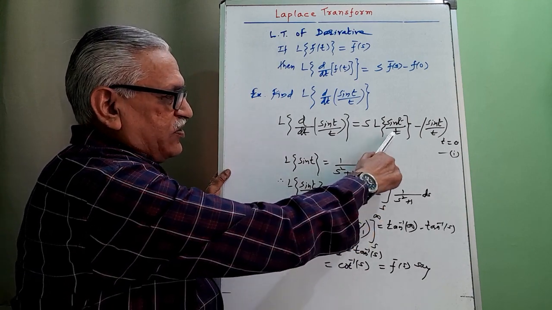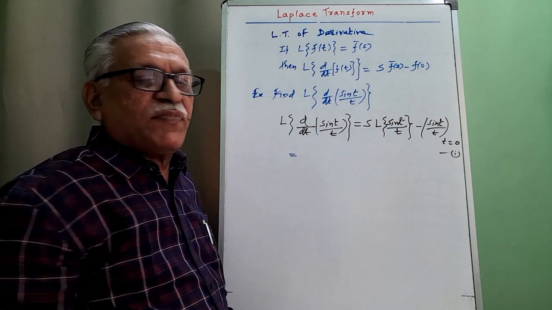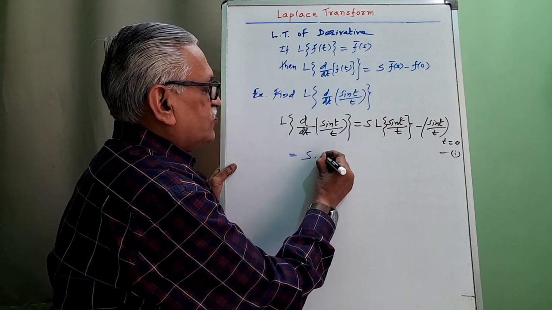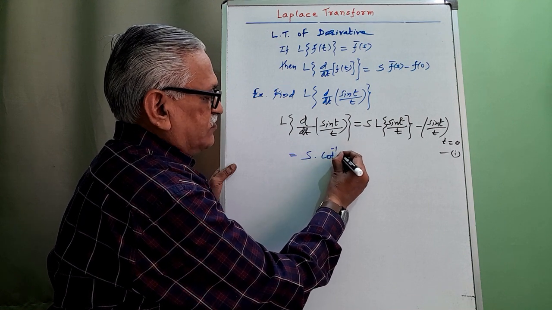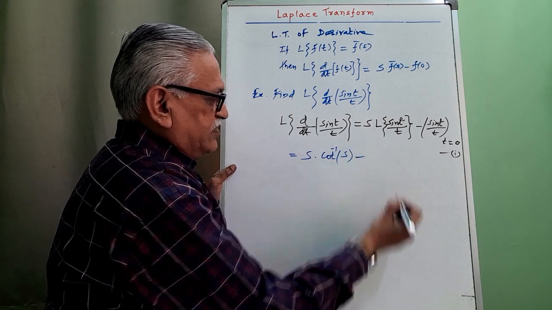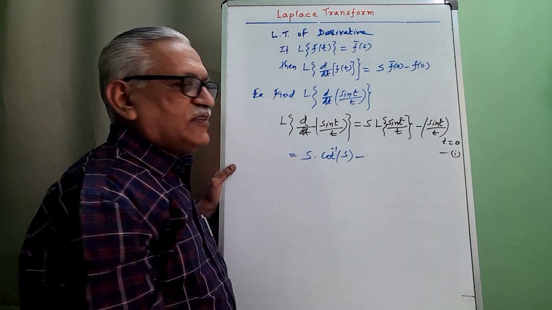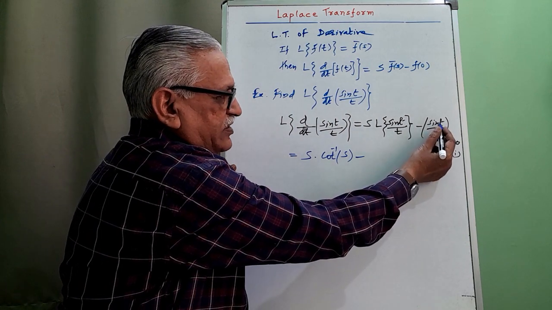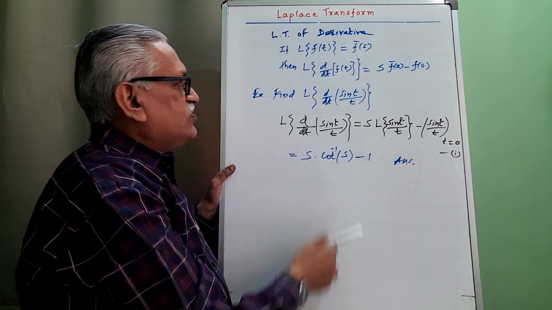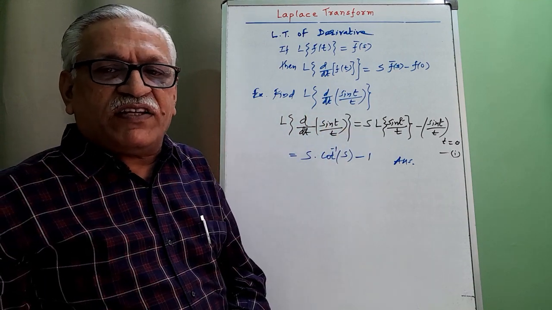Then we put that value here in equation 1. Therefore, substituting the value of Laplace of sin t by t, whatever I just obtained, it is s into cot inverse of s minus limit of sin theta by theta as theta tends to 0. As per that standard result from limit, the value of sin t by t as t tends to 0 is 1, and therefore we get that value for Laplace of d by dt of sin t by t as s cot inverse of s minus 1.